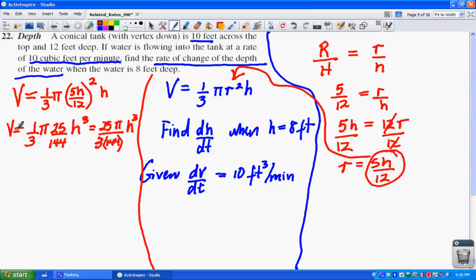All right? So remember, this is V equals all of this. But everything now is in terms of h, so life is good. I don't have two variables to deal with like before. So now you find the derivative with respect to time on both sides. So the derivative of V with respect to time is going to be just dV over dt.